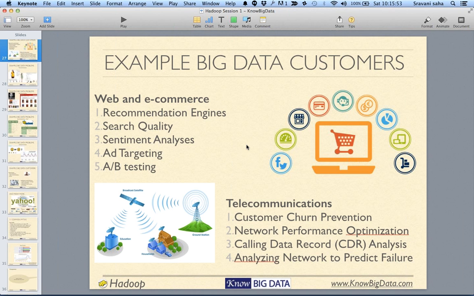To do the best matching, the ad which is most relevant should be shown to the right users, and that ad targeting is a humongous problem. All right. A/B testing. Does anybody know about A/B testing?